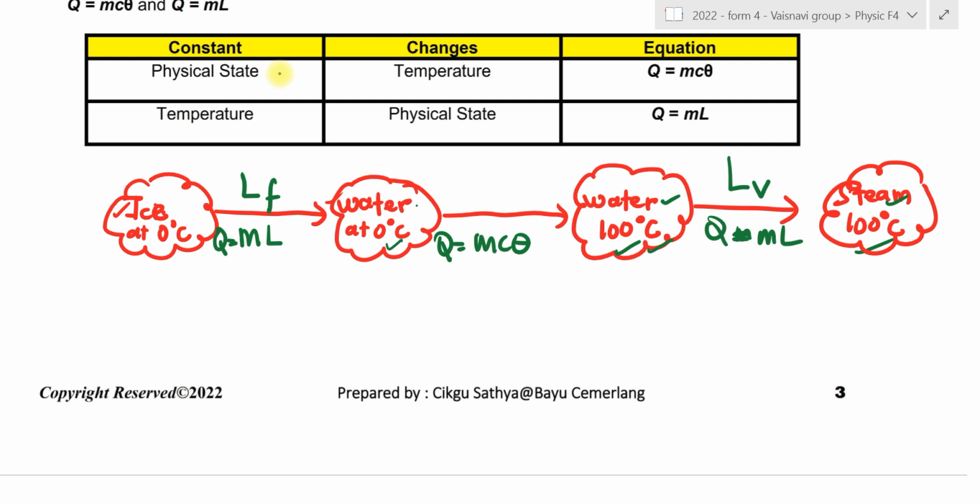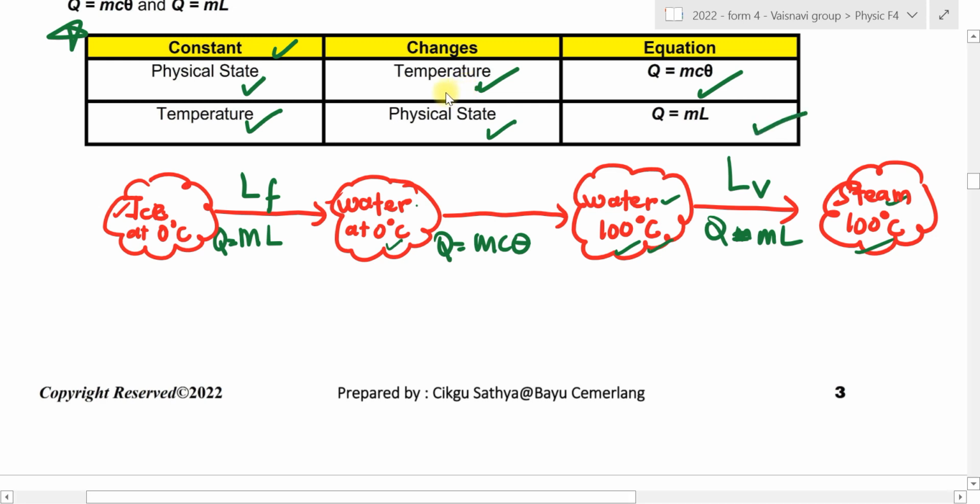Boleh sir. Okay, jadi conclusion dia macam ni. Kalau temperature dia berubah, immediately use MC theta. Temperature berubah tetapi physical state dia tak berubah. Kalau physical state dia berubah tapi temperature sama, itu yang kita belajar hari ni. Q equal to ml. Okay.